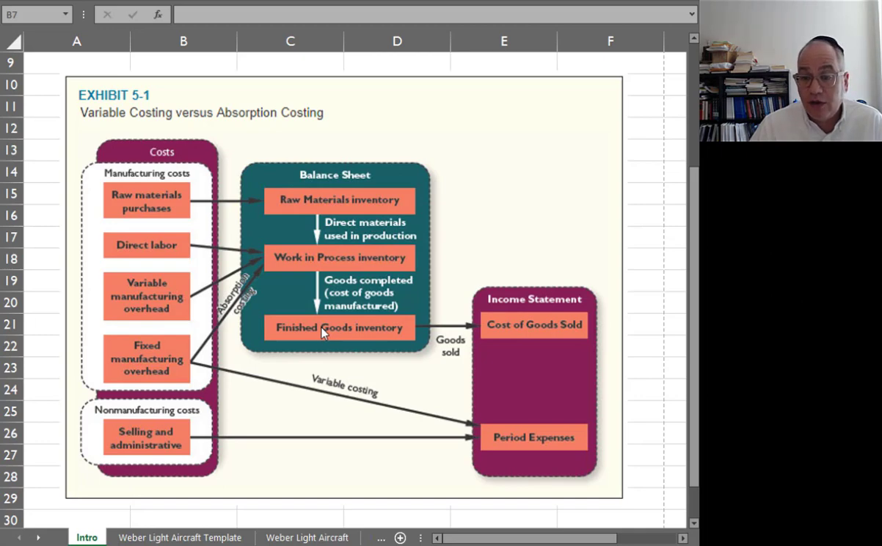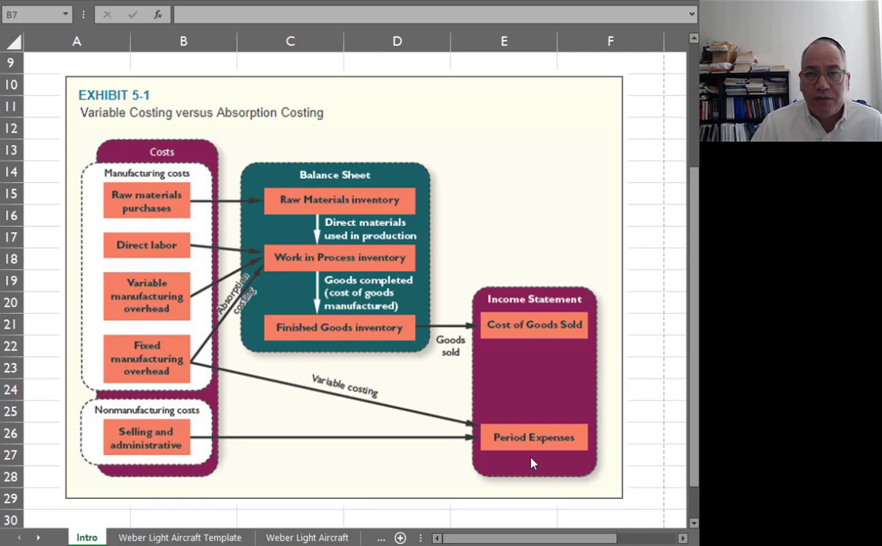Finished goods, when it's sold, becomes cost of goods sold. And selling and administrative costs, whether fixed or variable, are always period expenses. Now, what we're going to do here is say that with absorption costing, which is GAAP, fixed overhead is included in work in process. But for purposes of variable costing, I'm going to switch it and make it a period expense. This way, my product costs are only variable expenses.